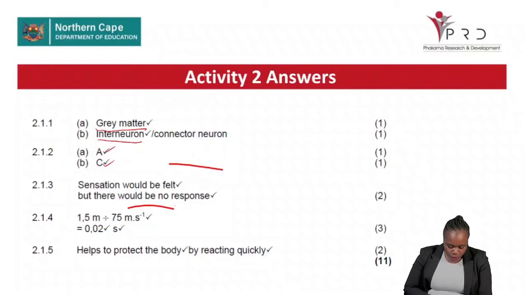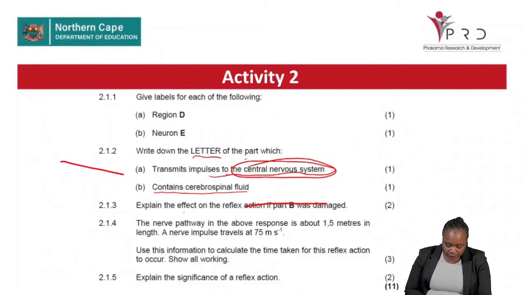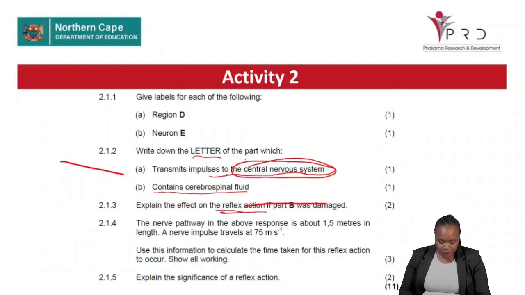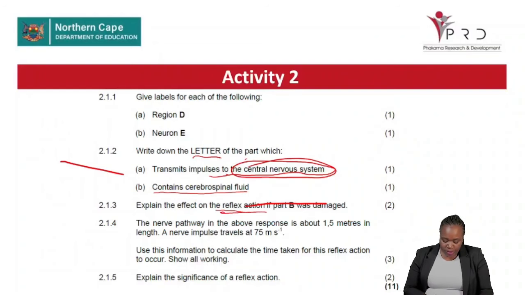Okay, now let's have a look at 2.1.3. It says explain the effect on the reflex action if part B was damaged. Remember, when we were discussing the previous lesson, I mentioned that it is very important for you to understand the functions of the different parts of the central nervous system. Be it the spinal cord, be it the brain, you need to understand all of these parts. Why is it important? Because of questions like this, whereby they say, what would happen if part A is damaged, if part B is damaged? So in this case, what would happen to the reflex action if part B is damaged?